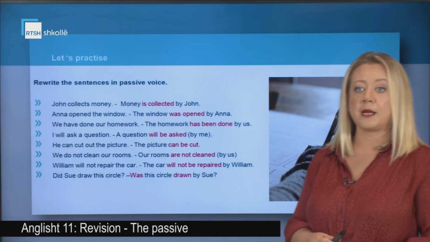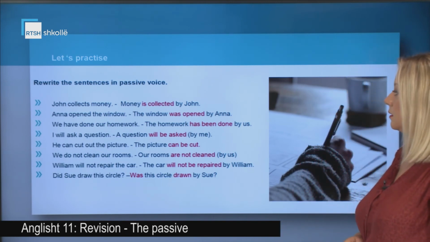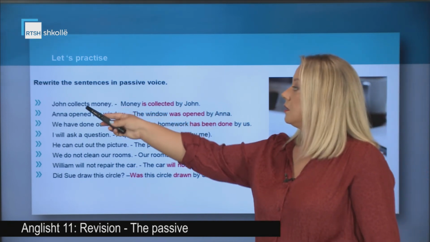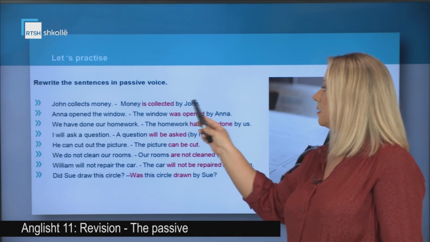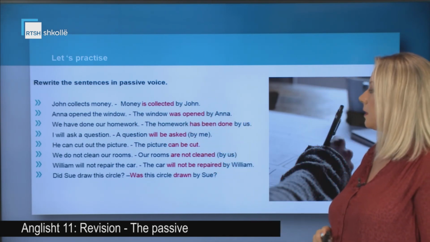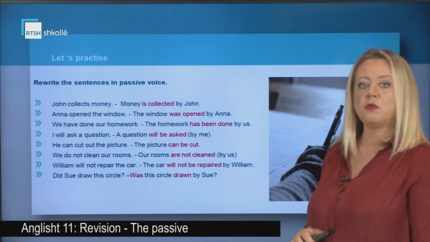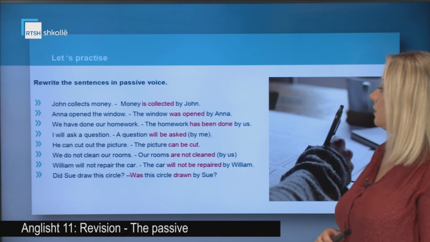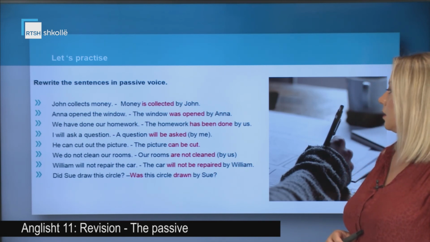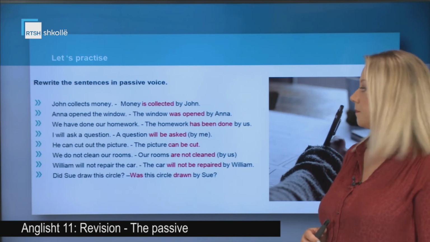Now it's time for practice. Let's rewrite these sentences in passive voice. John collects money. Money is collected by John. Anna opened the window. The window was opened by Anna. We have done our homework. The homework has been done by us.